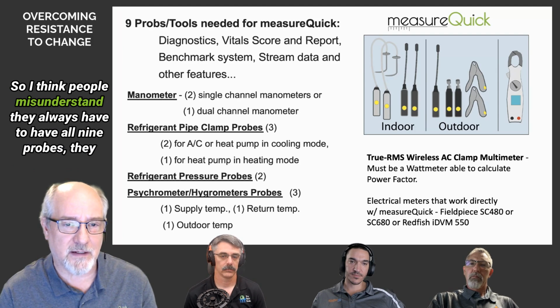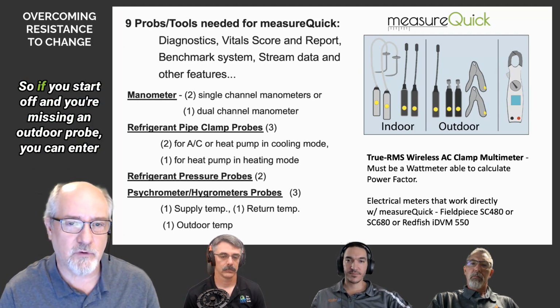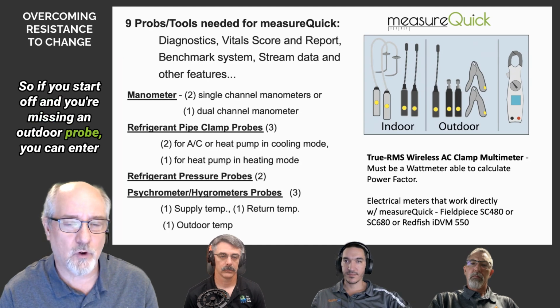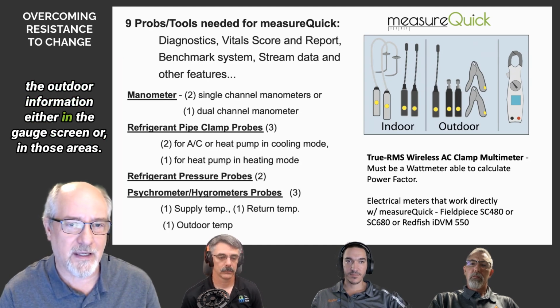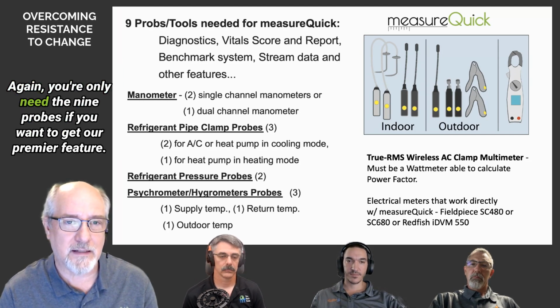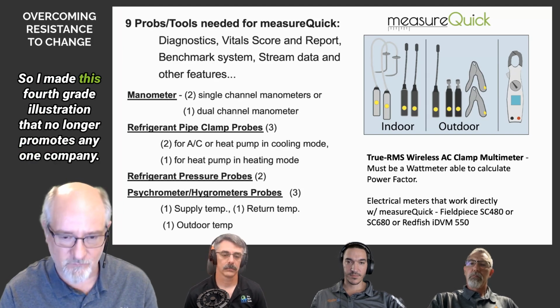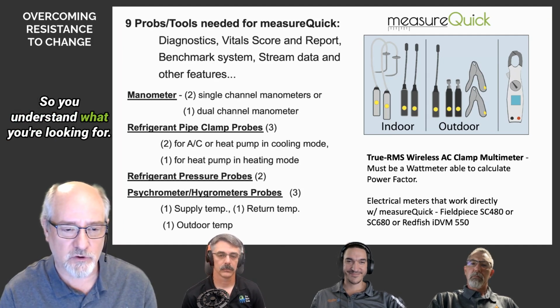I think people misunderstand that they always have to have all 9 probes, always connected. That's not the case. If you start off and you're missing an outdoor probe, you can enter the outdoor information either in the gauge screen or in those areas. It can be done. Again, you only need the 9 probes if you want our premier features. The score and the report are some of the things that people are after right now. So I made this 4th grade illustration that no longer promotes any one company, so you understand what you're looking for.